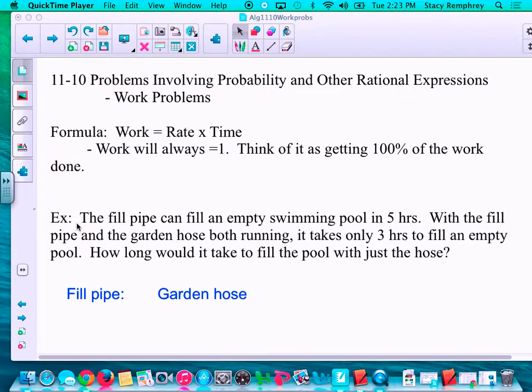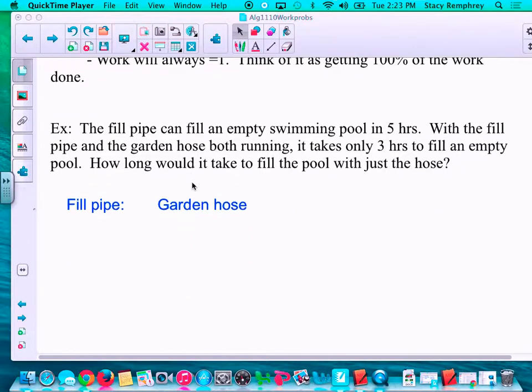All right, these are the work problems, the last section of notes for Chapter 11, Unit 2. The formula we're going to use is that work equals rate times time. The work is always going to equal 1. That's always, always, always going to equal 1. You can kind of think of it as getting 100% of the job done. Okay, so you're always 1.